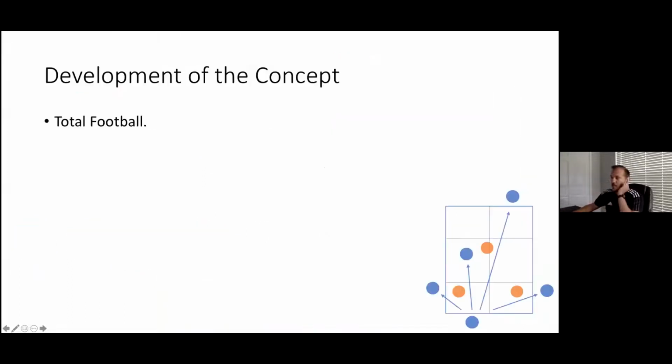So just talking a little bit more about that Ajax team in the 70s, once Rinus Michels took over. We talked about from 1863, how the game started, all the way to where we are now. That brought you to the people that we're a little bit more familiar with, and we're going to talk about total football now. So total football, what was it?